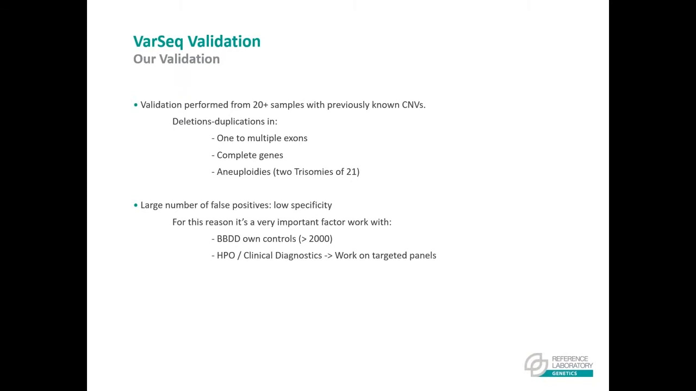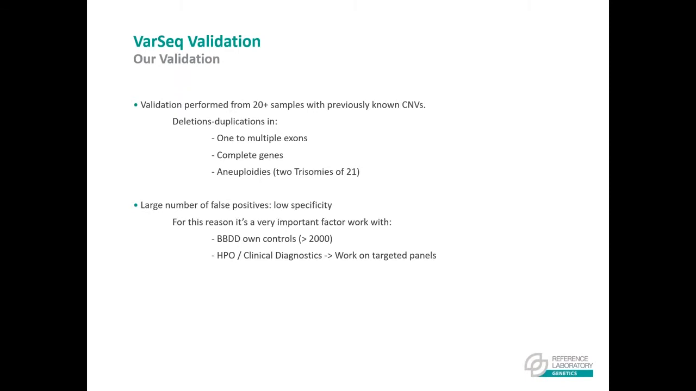As previously stated, one of the first things detected in the analysis of copy number variants with NGS data is the high rate of false positives, so it is very important to work with a large database of controls. We currently have more than 2,000 loaded controls, achieving a higher and better normalization of the data. It is also very important to take the approach with the clinical data and the HPOs, the Human Phenotype Ontology, which help us focus on the regions where we expect to find those possible CNVs.